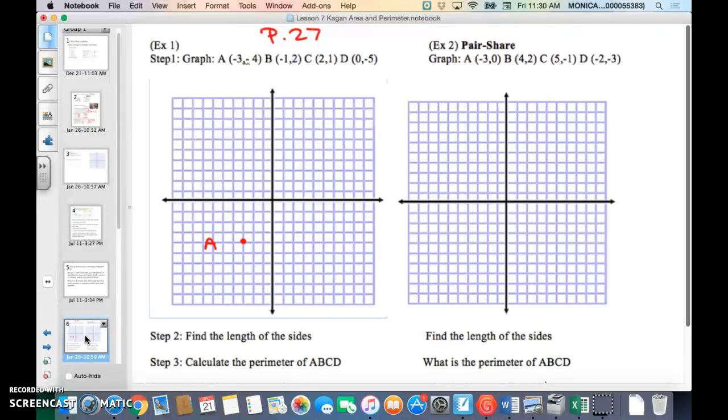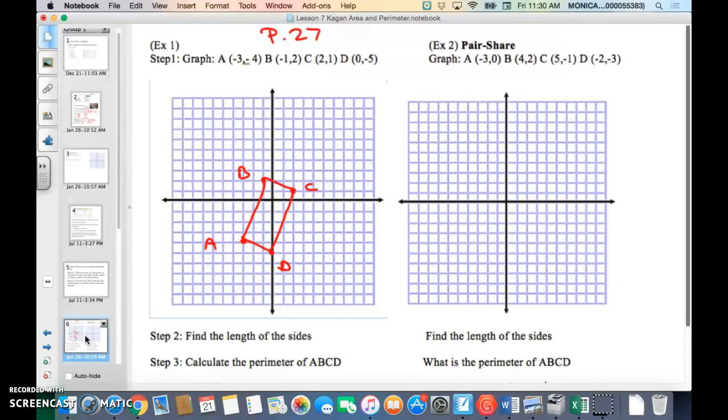So this is A, B, C, D. So I want to find the area and perimeter of the shape. And what you should notice is that I have all diagonal lines, okay? So the first thing I'm going to have to do is find the length of the sides.